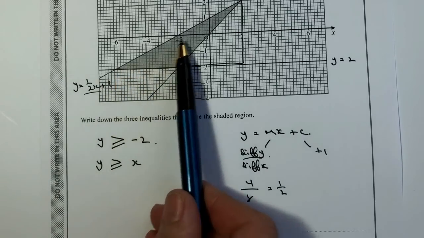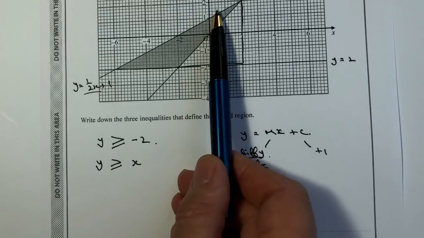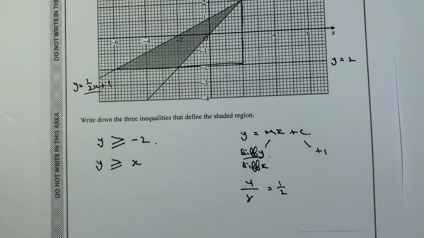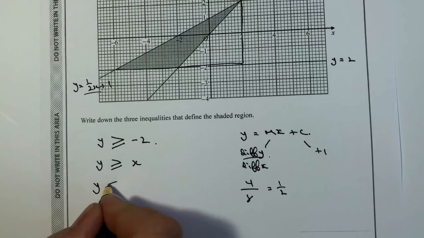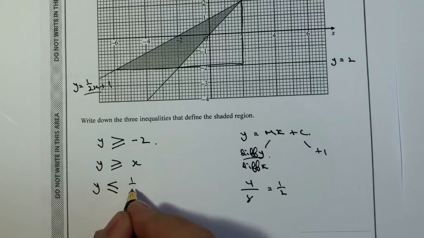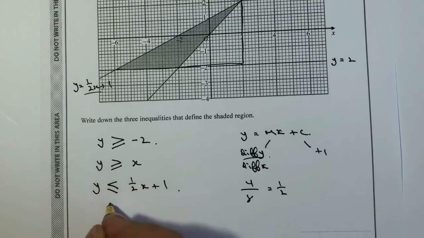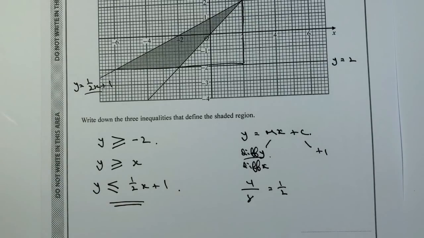Therefore we've got our final inequality, and what we're saying with that is the value of y is below this line. So this particular line is y is less than or equal to a half x plus 1, and those are the 3 inequalities that you need for that particular answer. Hope that's okay for you.